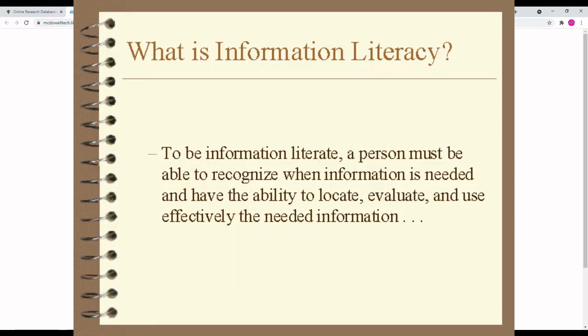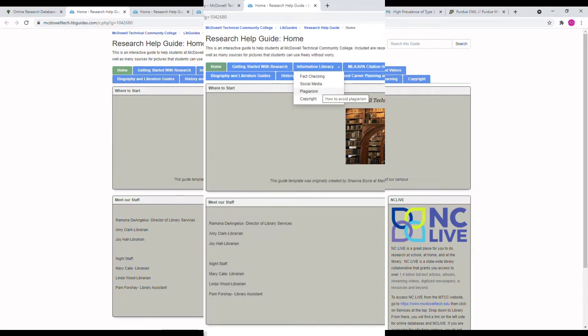Information literacy is the ability to recognize when information is needed and have the ability to locate, evaluate, and use effectively the needed information. From the Information Literacy tab on the McDowell Tech Library website, a user will find a wealth of information on how to determine the validity of a resource.